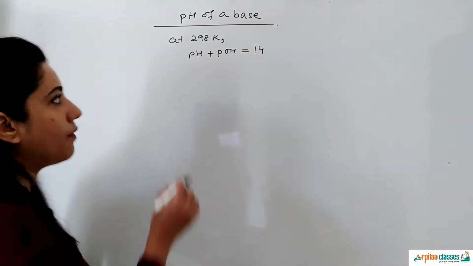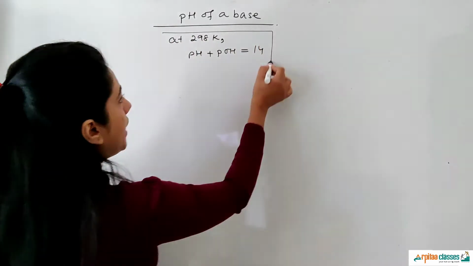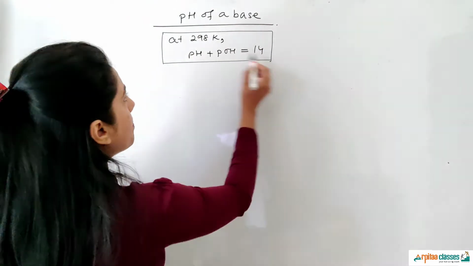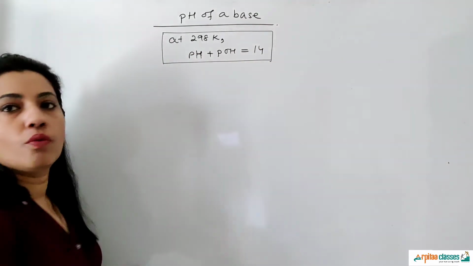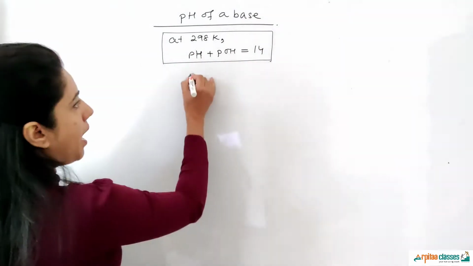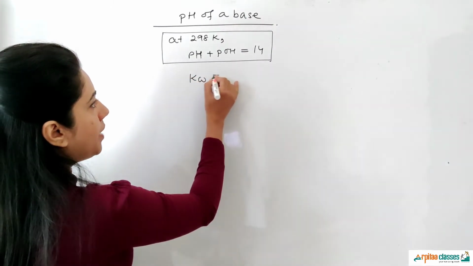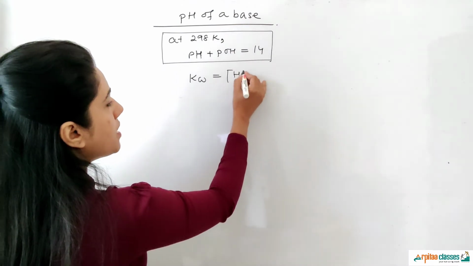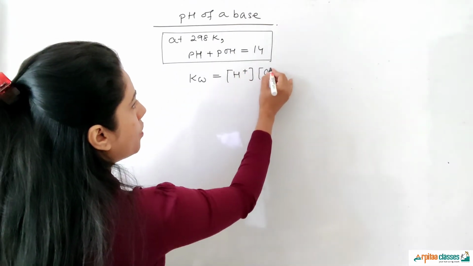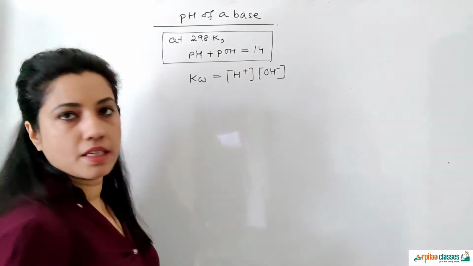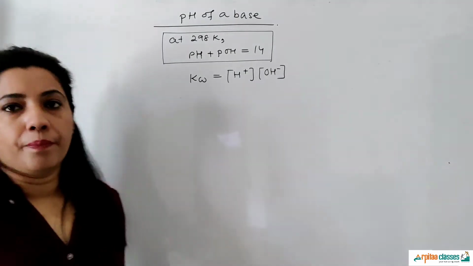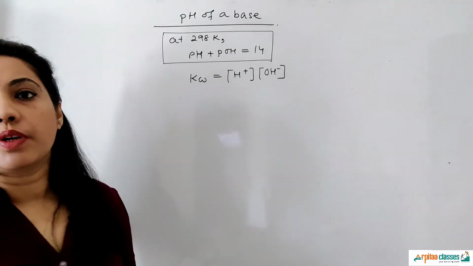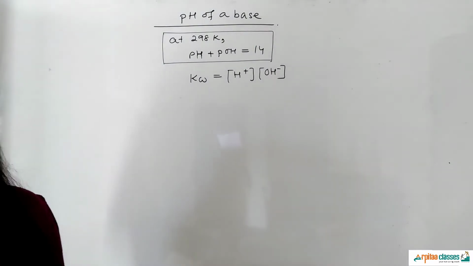This particular thing we have to derive. At 298 Kelvin, pH plus pOH is equal to 14. Now let us start from the ionic product of water. What is the ionic product of water? Kw, and the value for Kw is the concentration of H plus into the concentration of OH minus. So Kw is equal to the concentration of H plus into the concentration of OH minus.